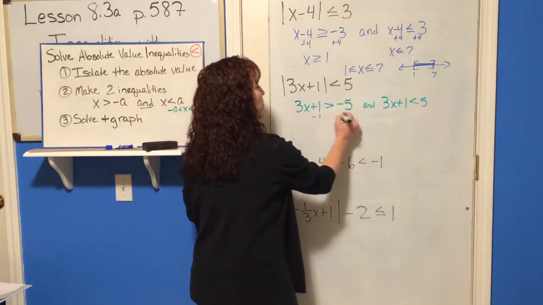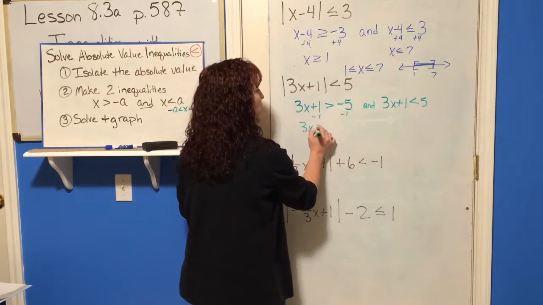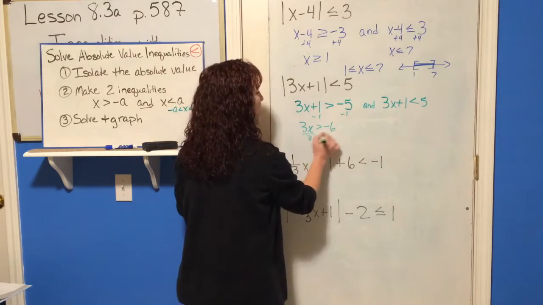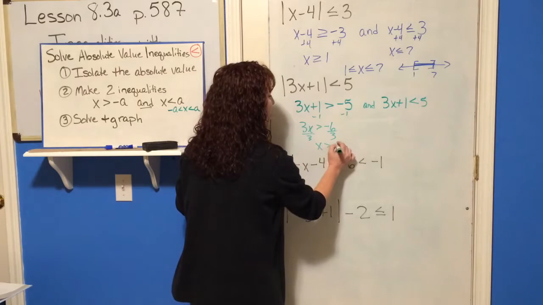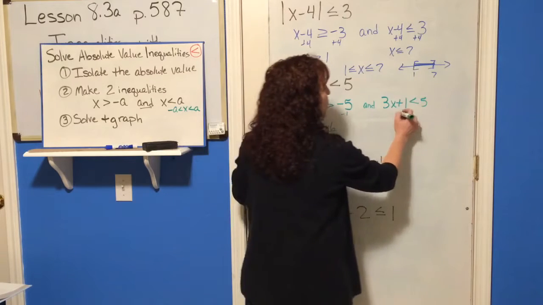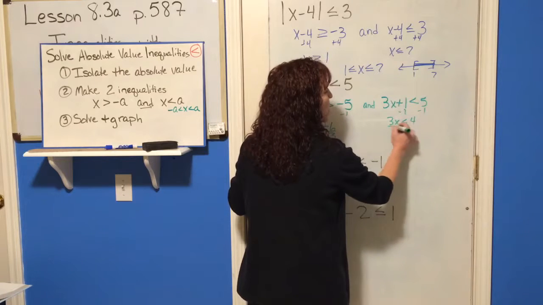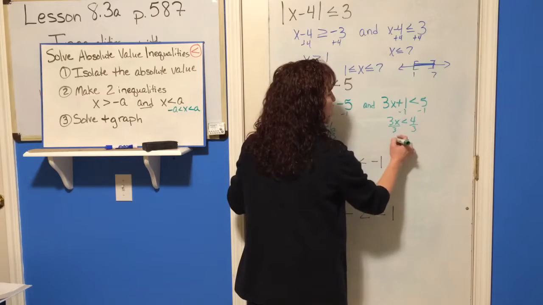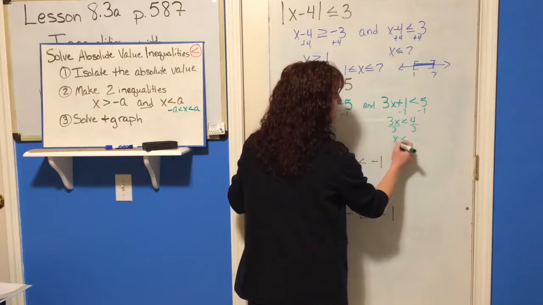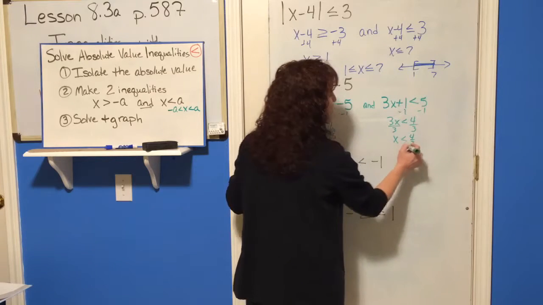So now subtract 1 from both sides. 3x is greater than negative 6. Divide by 3. X is greater than negative 2. Subtract 1 from both sides on this one. 3x is less than 4. Divide by 3. Ooh, so it's a fraction, but you know what? It's okay. X is less than 4/3.